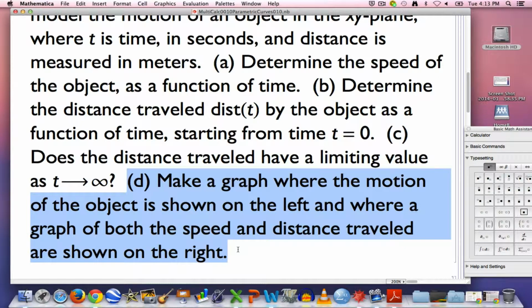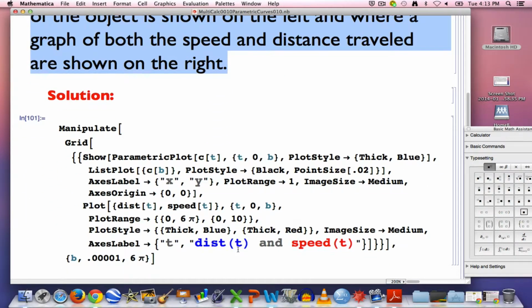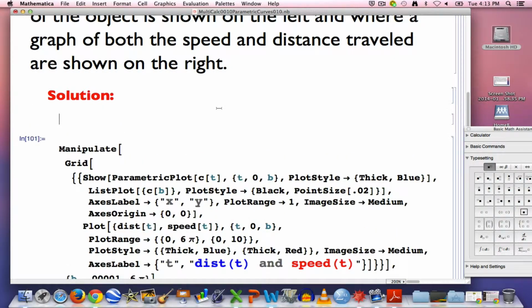The motion is going to be on the left, and the speed and distance traveled will be shown in a graph on the right. I've got the Mathematica code already in here that I need. If you want some information about how I constructed this, you should watch the preceding videos. We are again in video 10. So I want to enter these functions into Mathematica.